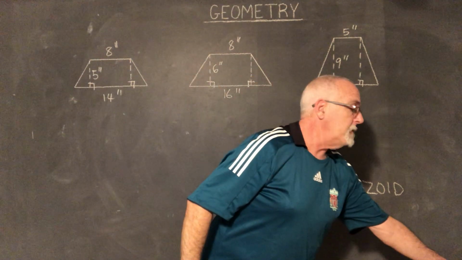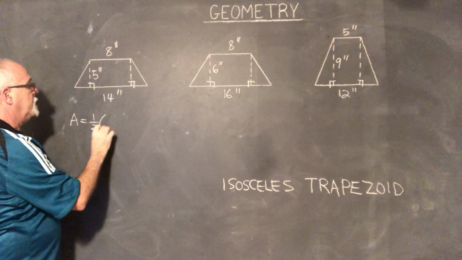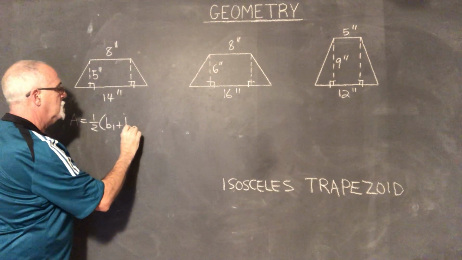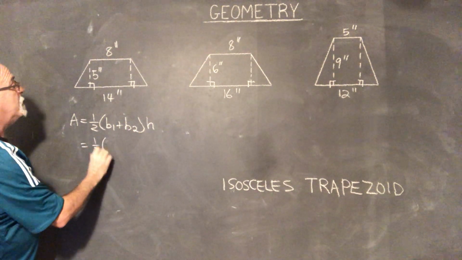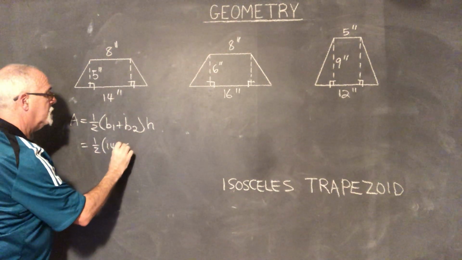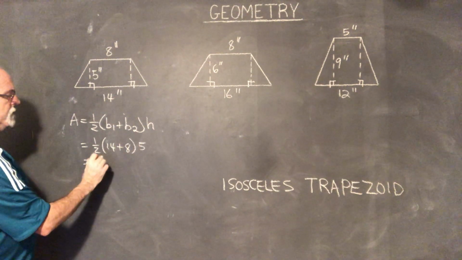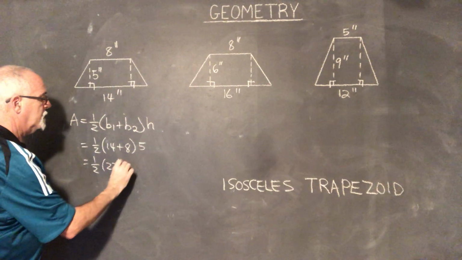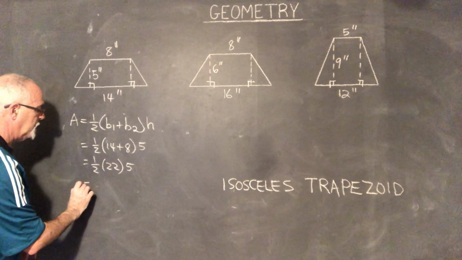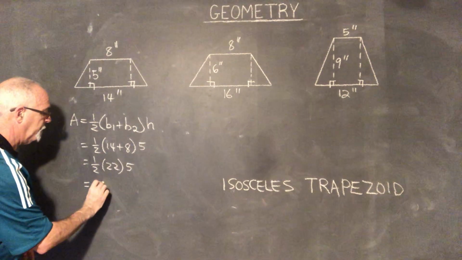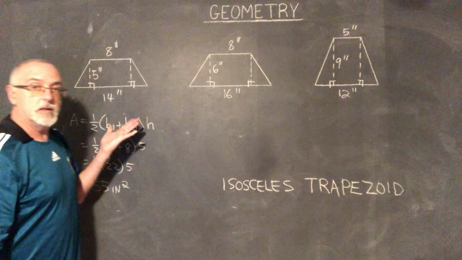It's the same area formula. Area equals 1/2 B1 plus B2 times H, which is 1/2 14 plus 8 times 5. 1/2 14 plus 8 is 22 times 5. 1/2 of 22 is 11. That's an easy one. 11 times 5 is going to be 55. I have 55 square inches for the area of this isosceles trapezoid.